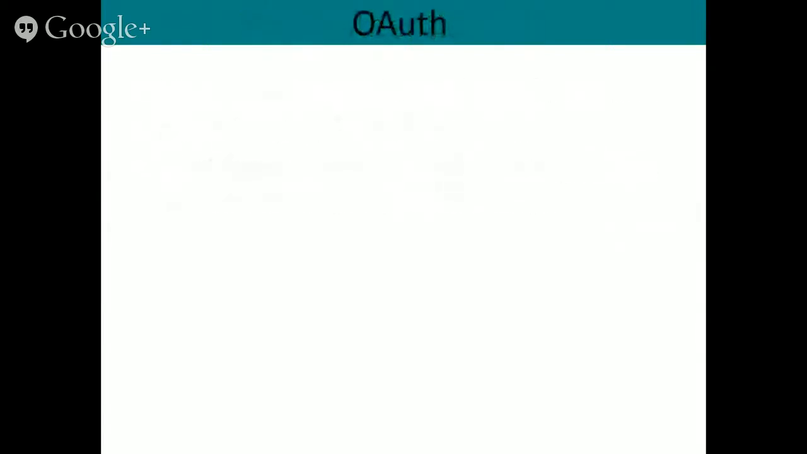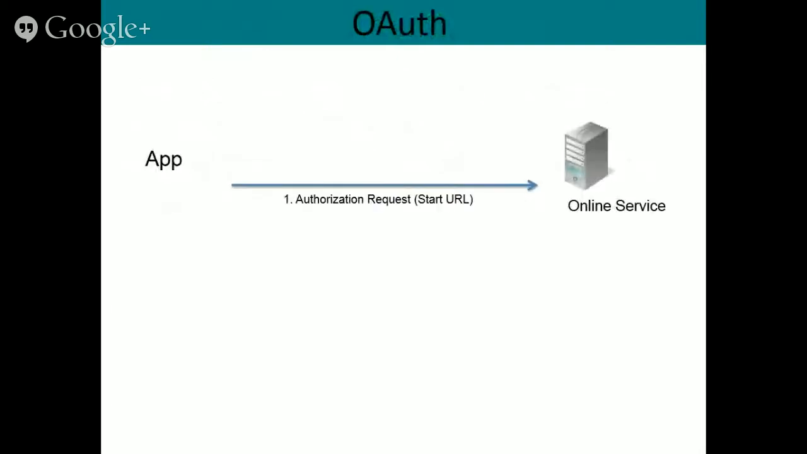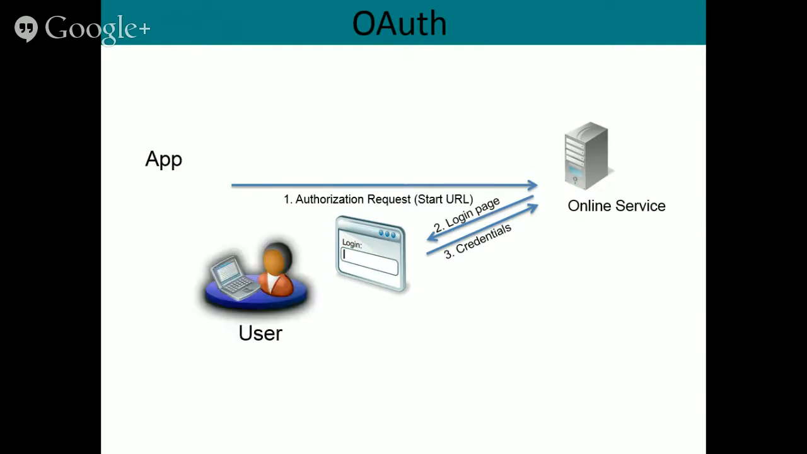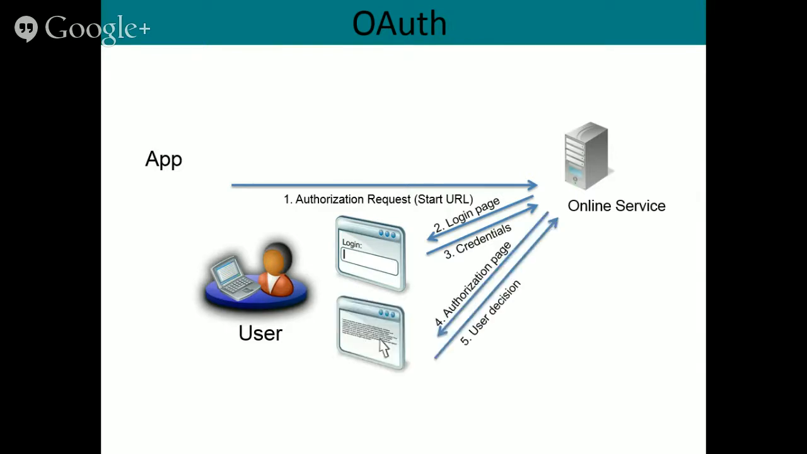OAuth is a protocol where an authorization request, a URL-level request, goes to the online services. It returns a login page where you input your information, basically one-time information that authenticates the service to get back the request. So the user provides authentication, basically the login, and then the authorization page comes out.